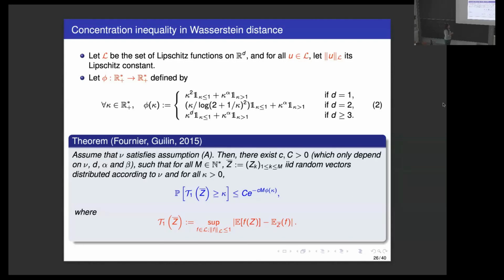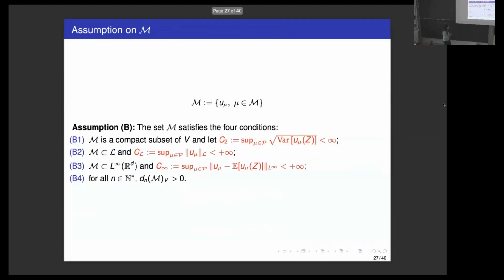And this holds provided nu satisfies the finite exponential moment assumptions I told you about before. That's a very convenient tool for our analysis. Provided that you make the appropriate assumptions on the solution set, you can use this concentration inequality to get the desired result and the desired estimates.